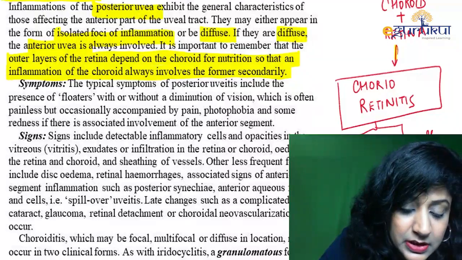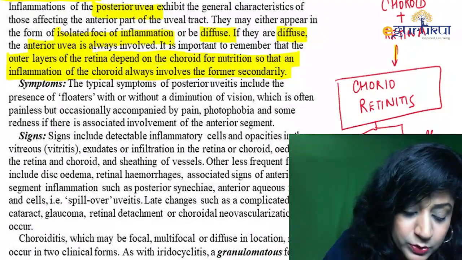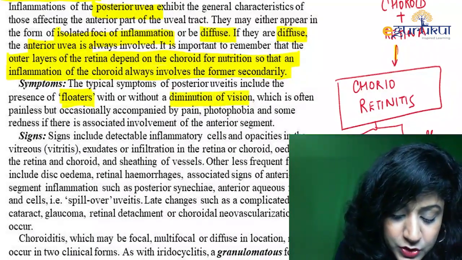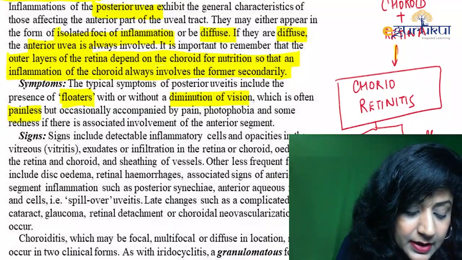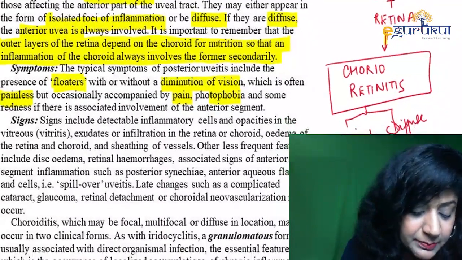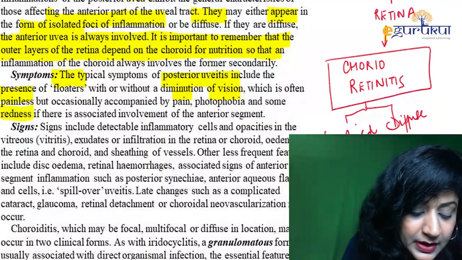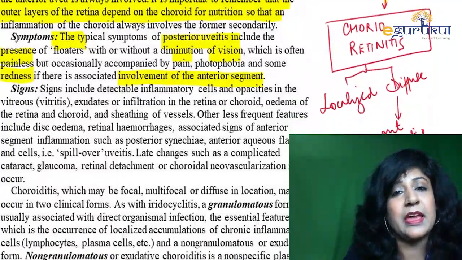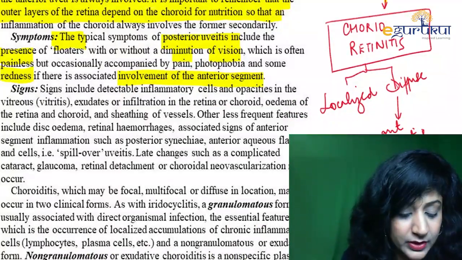The typical symptoms of the posterior uveitis could be floaters with or without the diminution of vision, which is often painless. But occasionally there could be pain, photophobia, and some redness can also be there if there is associated involvement of the anterior segment. So due to the anterior segment I can have redness, but otherwise I do not have redness.